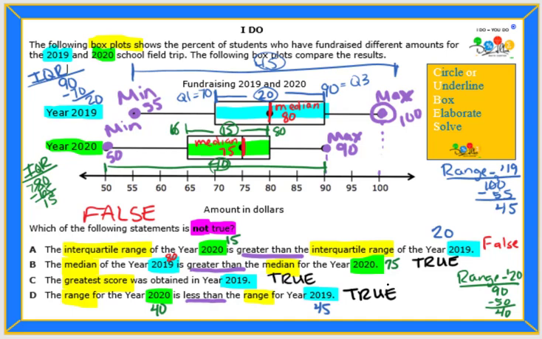Remember, our question said which of the following statements is not true? The only one that was not true is A. A, the interquartile range of the year 2020 is greater than the interquartile range of the year 2019, is not true. So A is our answer.